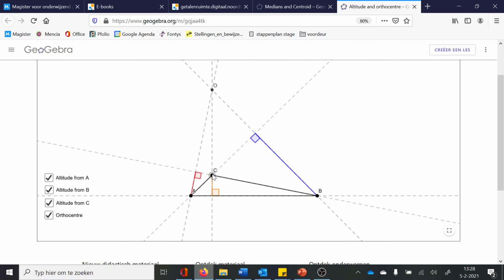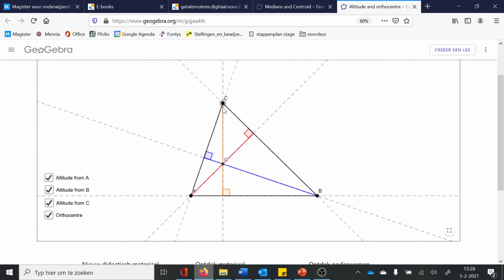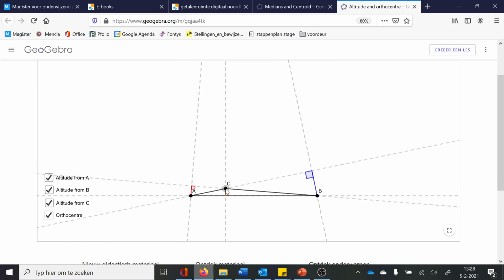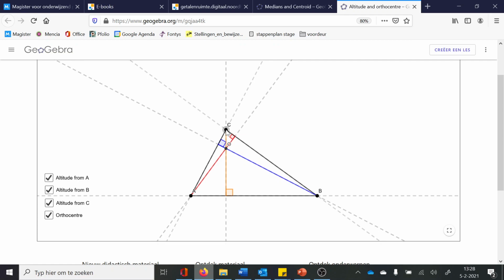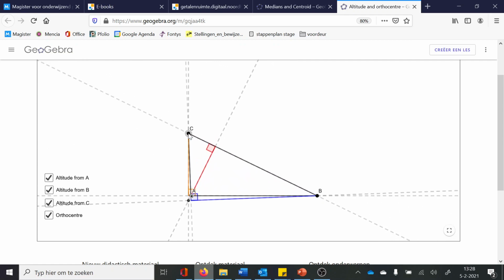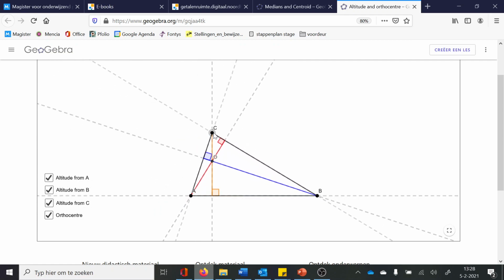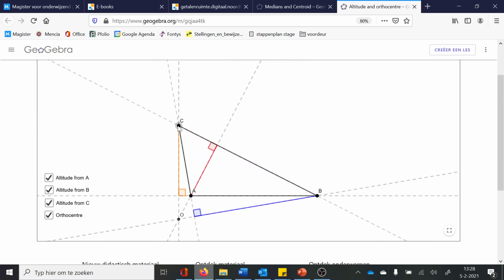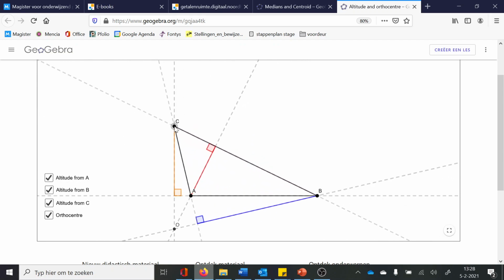Sometimes you have very weird ones, right? If I make it a very flat triangle, then my orthocenter flies off into the sky. Of course, we won't make it too extreme, because that will mean that you would have to use a lot of drawing paper. But you can, of course, see exercises like this where they ask it in an obtuse triangle.